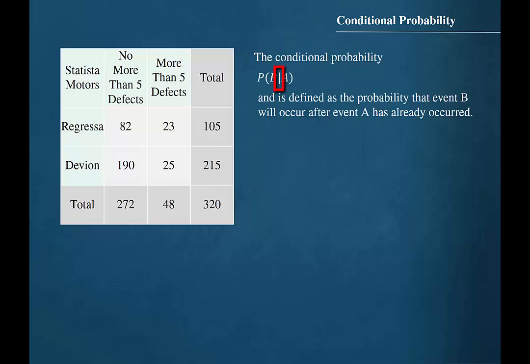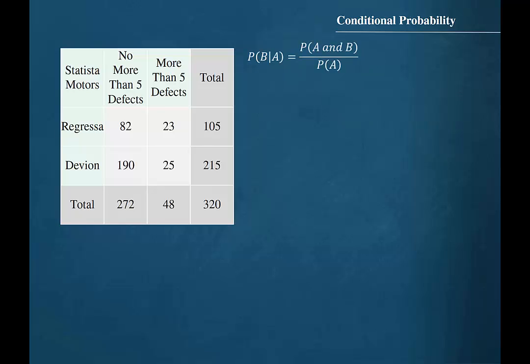This vertical line can also be interpreted as "given." So in other words, this would be the probability that event B would occur given A has already occurred. The formula for calculating the conditional probability that event B will occur given event A has already occurred is given as the probability that events A and B will occur divided by the probability that event A will occur.